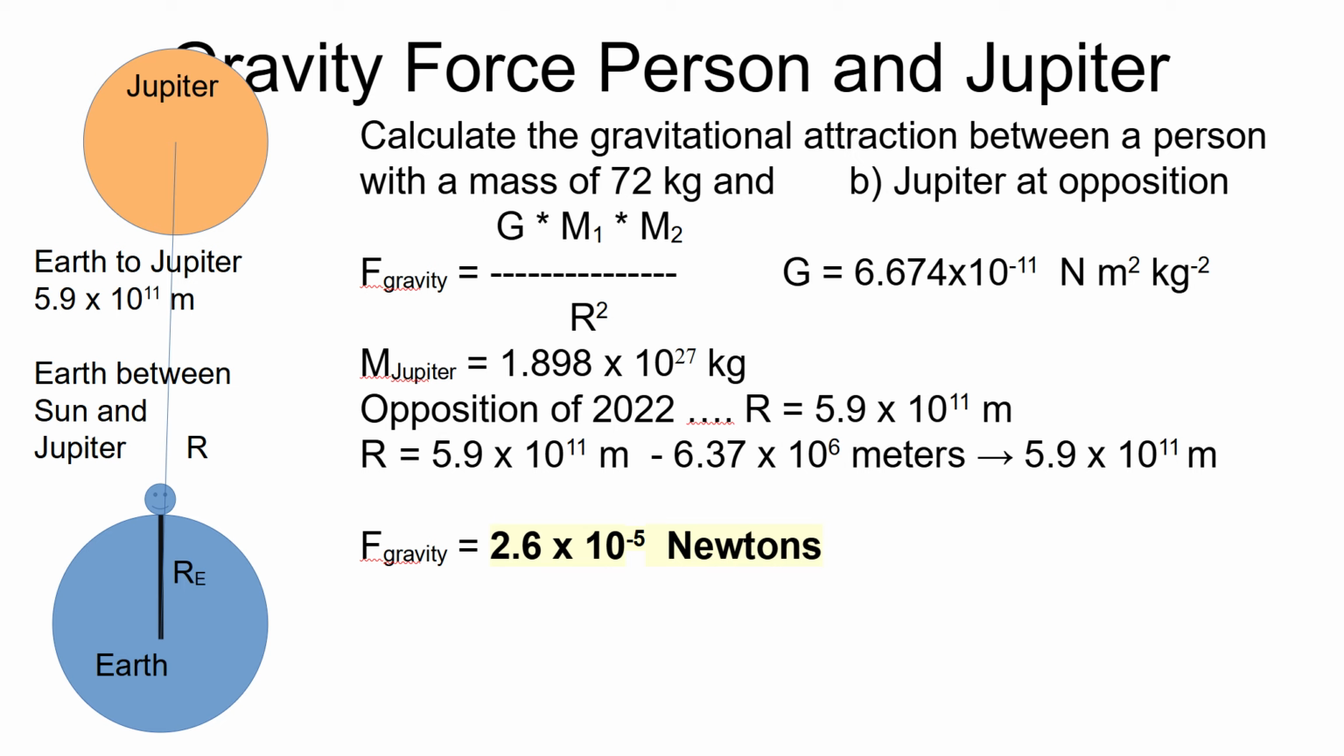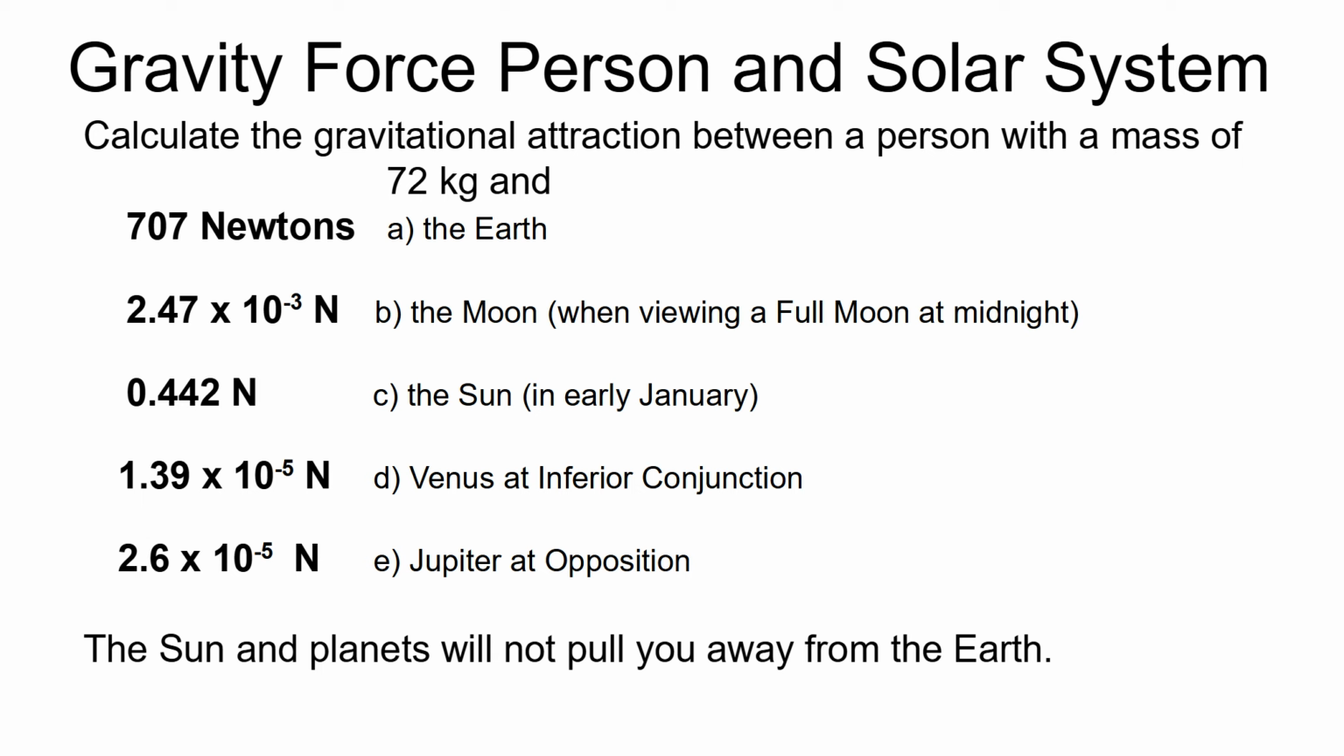Do I correct for the radius of the Earth? No. It's 10 to the 6th category, 10 to the 11th is our distance here. So I'm still going to use 5.9 times 10 to the 11th meters for the R value. And the force of gravity then between Jupiter and the person is 2.6 times 10 to the minus 5 newtons, another small number. Well, let's summarize what we have here.